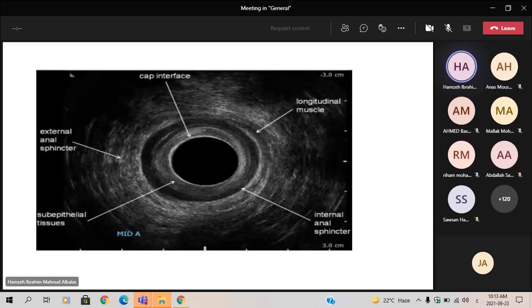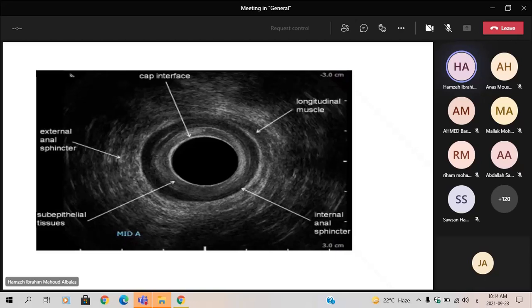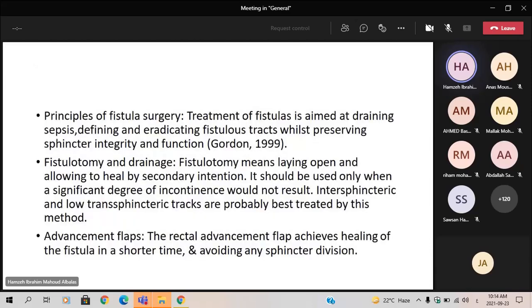Also, this is another endoscopic ultrasound. We can see in this image the internal anal sphincter and the external anal sphincter. There is an abscess area. In the previous image, it's an abscess at the arrow below, at 7 o'clock. And this is the normal anatomy for endoanal endorectal ultrasound.